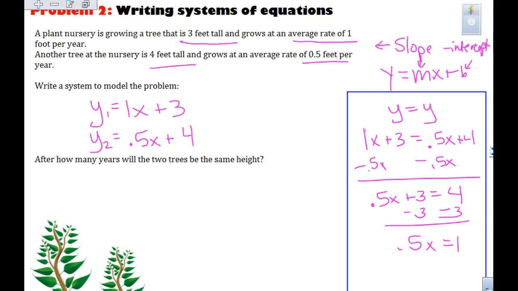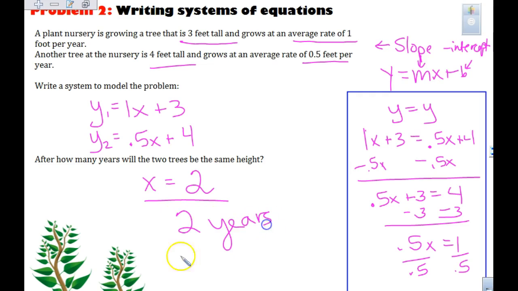Take your calculator out. It is not equal to a half, right? You're dividing 1 by 0.5. We are talking that the trees will be the same height, and you don't want to just leave it as x equals. Your answer, 1 divided by 0.5, came out to be 2. But our answer is in how many years? So x equals 2 is the variable. You want to tell me 2 years.